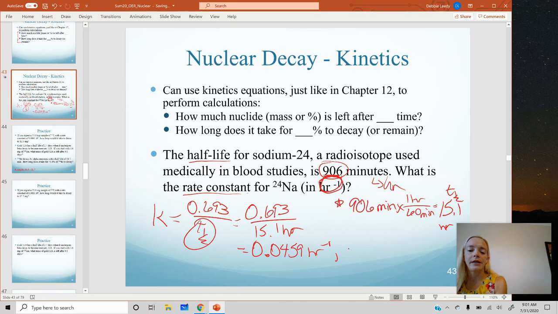Or you could write it as 0.0459, that's a 5, and 1 over hour. So if that makes more sense to you, or if that's what the unit you want to use in the next step of a calculation, feel free. They're equivalent.